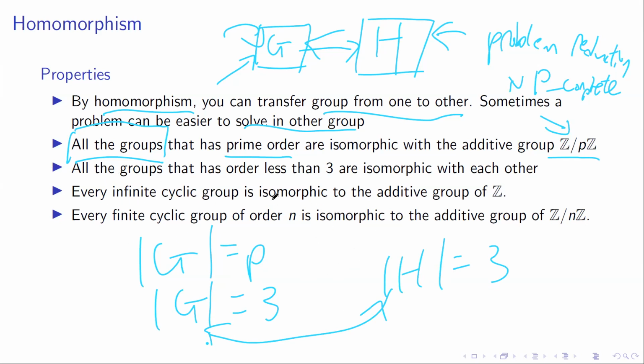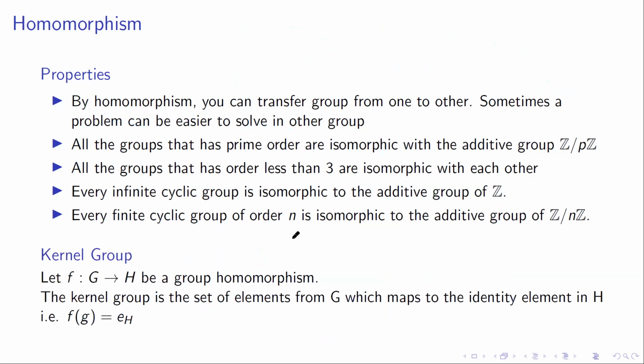Every infinite cyclic group is isomorphic to the additive group of the integers, and every finite cyclic group of order n is isomorphic to the additive group of integers modulo n. Yep, that's some interesting properties about group homomorphism. And there's also a thing called a kernel, and this is actually not quite important, but the kernel is the set of elements of G which map to the identity element in H. So it's basically a bunch of elements that map to the identity element. Yeah, so this is the kernel.